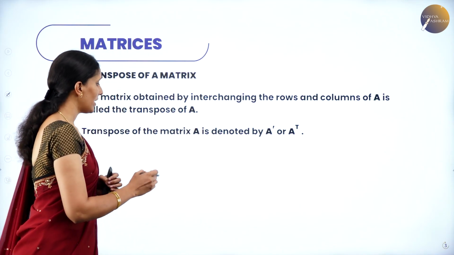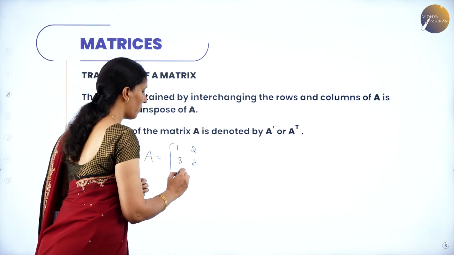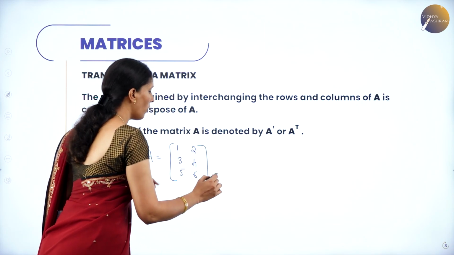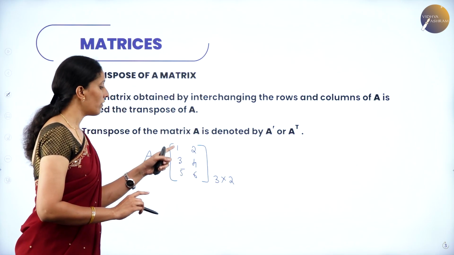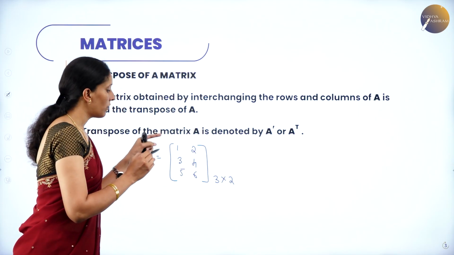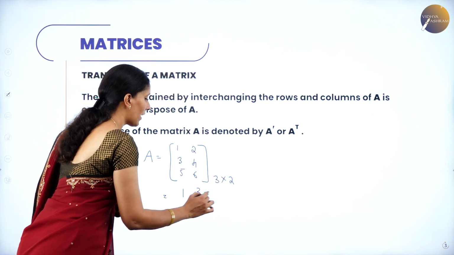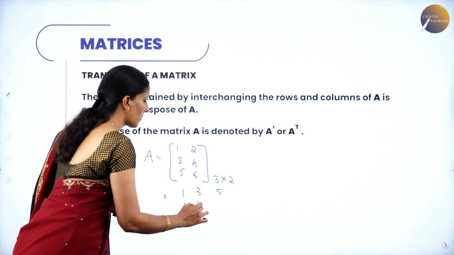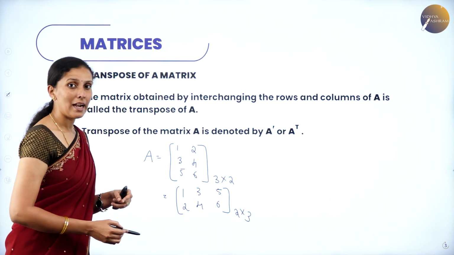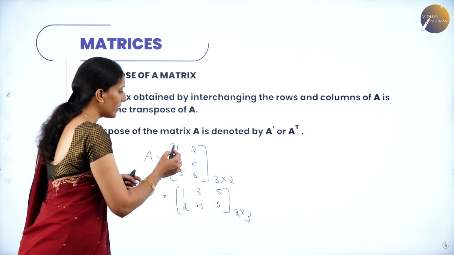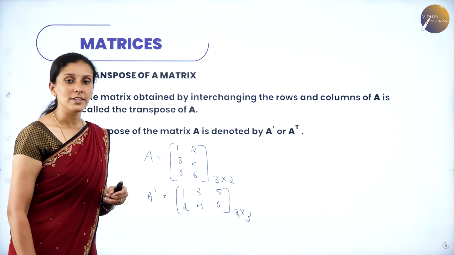For example, if I take matrix A is equal to 1, 2, 3, 4, 5, 6. So this is a matrix of order 3 cross 2, correct? So we have 3 rows and 2 columns here. So if you interchange columns into rows, that is, if you write columns in terms of rows, here we have 1, 3, 5. So we'll write it in a row now, and here we have 2, 4, 6. So the order is now 2 cross 3. That is, you have 2 rows and 3 columns. So either you write rows into columns or columns into rows, this is called the transpose of a matrix.